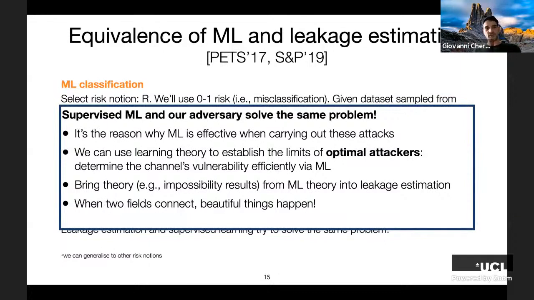Well, first of all, an observation. The reason why machine learning is so effective when carrying out the attacks that I've shown before, so, for example, against synthetic data, or membership inference, is exactly this equivalence. In both cases, we are trying to solve the same problem, and a machine learning classifier is also trying to be our optimal attacker. Now, much more interesting, I think, is that there are many tools from learning theory which we can use for quantifying the leakage. So I'm going to show you two examples of these tools in the next couple of slides.